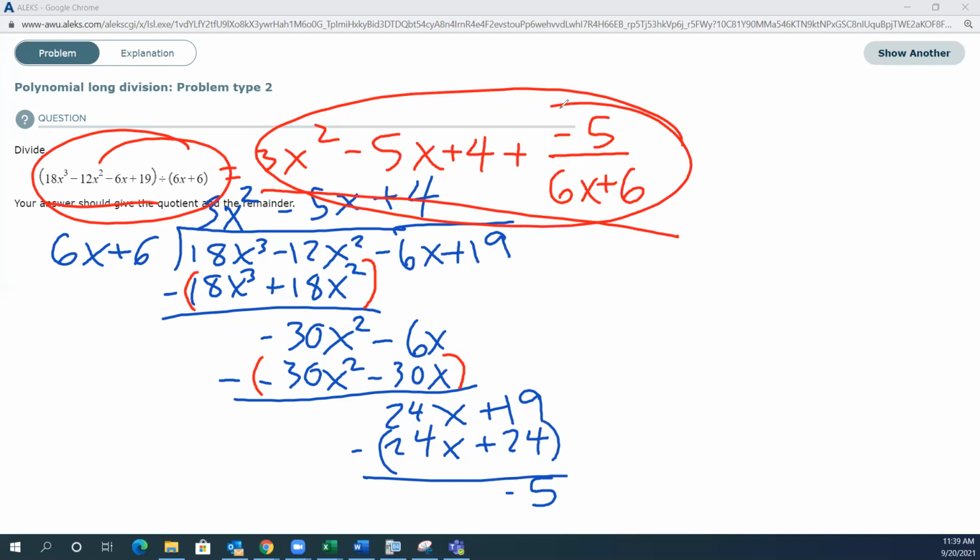Okay, but that's how you do these, and you really ought to check them on your calculator. I don't have to because I'm the teacher. I already know how to do it.